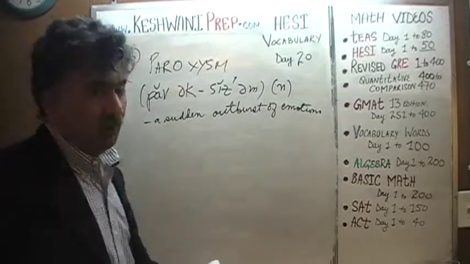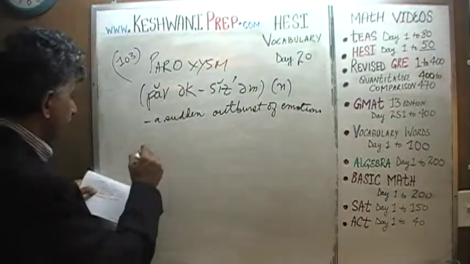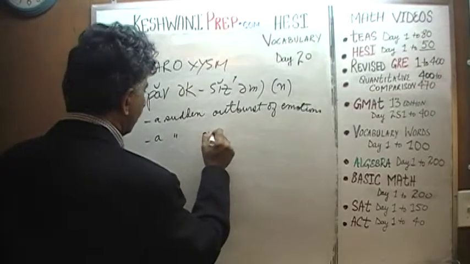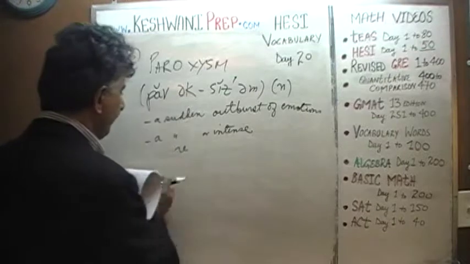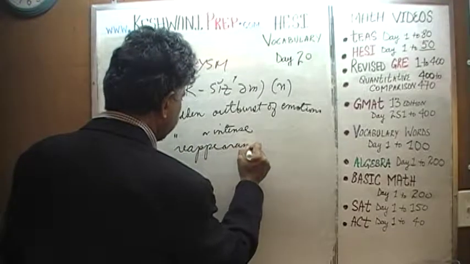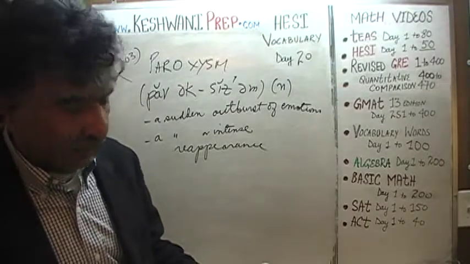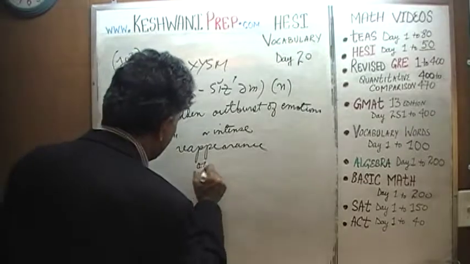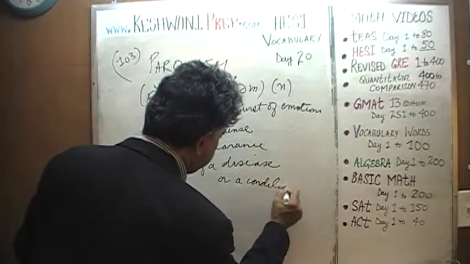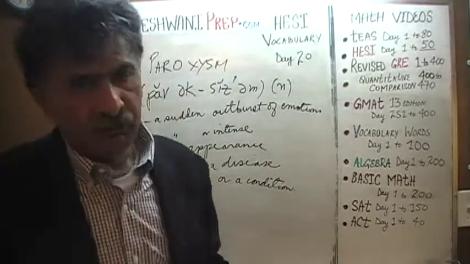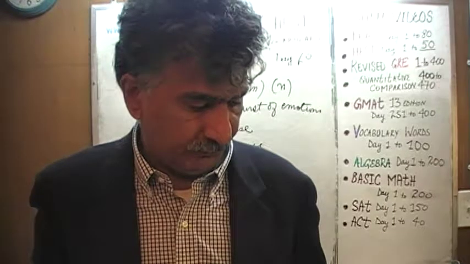For example, one may have a paroxysm of laughter. In other words, a sudden outburst of laughter. It means a sudden or intense reappearance. Something that had gone away and appears again suddenly, a sudden reappearance of a disease or a condition. A condition that was dormant for a very long time, all of a sudden it reappears. In that scenario, the doctor would say that we have a paroxysm of it. Paroxysm, I believe.